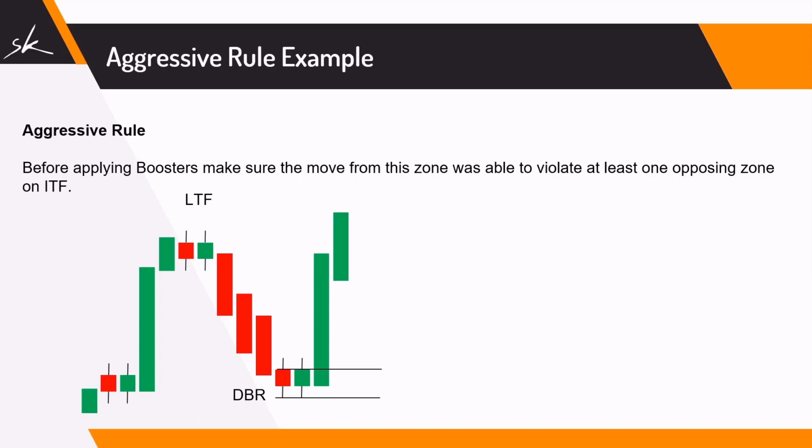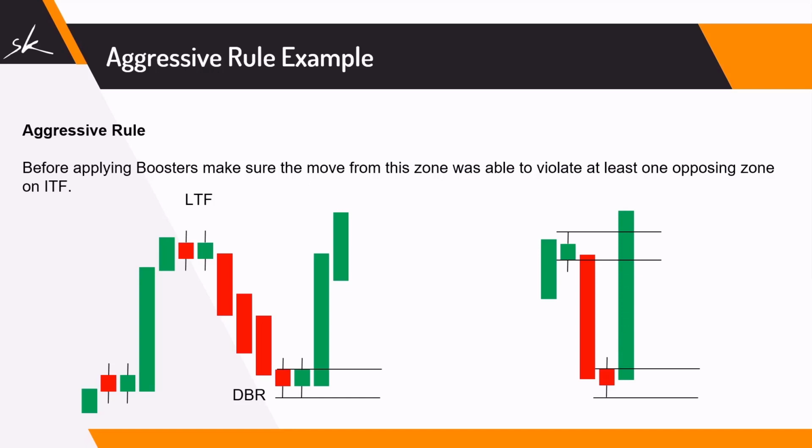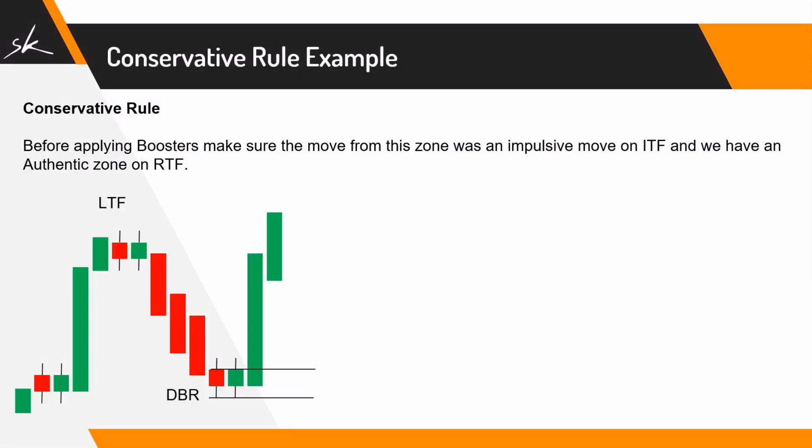Here we have a demand zone drop base rally, which is a reversal pattern, means it can be a pivot or a non-authentic zone. Before applying the boosters, we will make sure that the move from the zone was able to violate at least one opposing zone on the intermediate time frame. Let's understand conservative rule with an example.